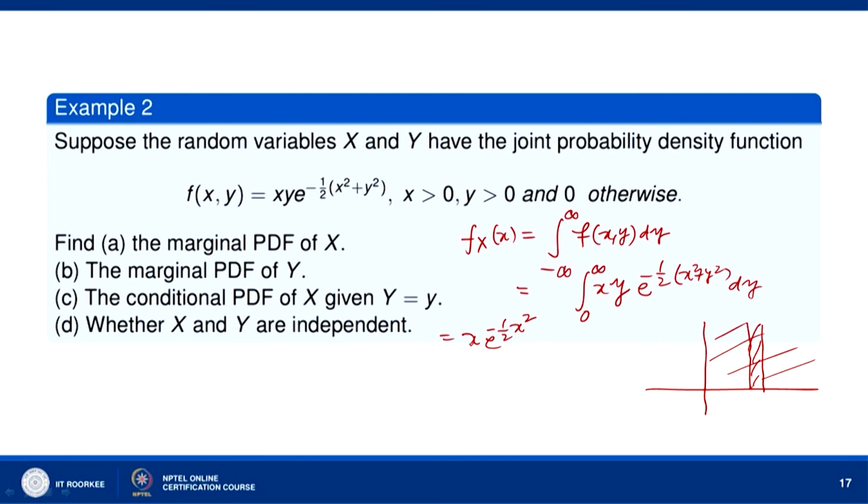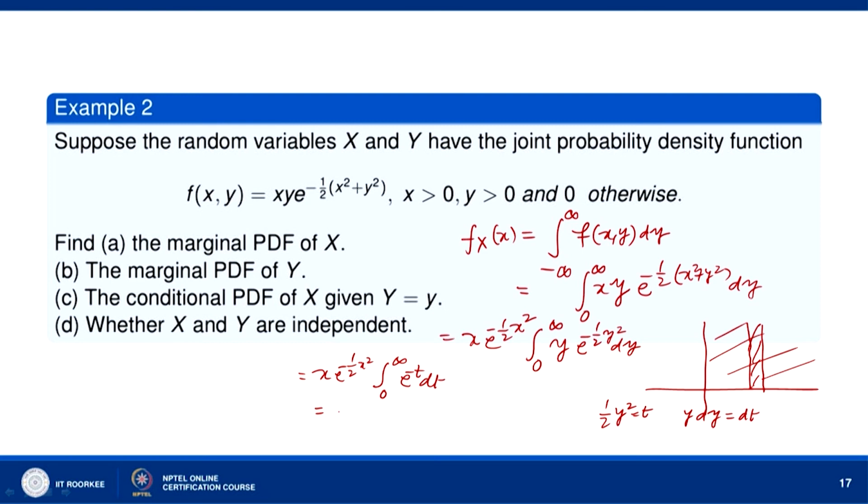X times e to the power minus half x square we can write outside, integral 0 to infinity y times e to the power minus half y square we can integrate. Okay. So, let us make the substitution, half y square equal to, let us say, t, then we get y dy equal to dt. So, the limits remain the same, and we get x e to the power minus half x square times integral of e to the power minus t dt, which comes out to be 1.